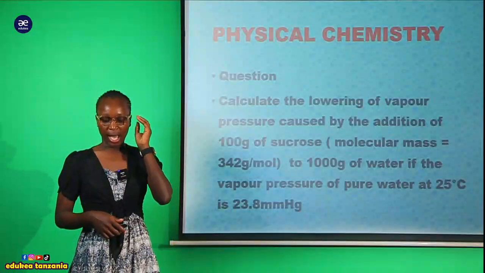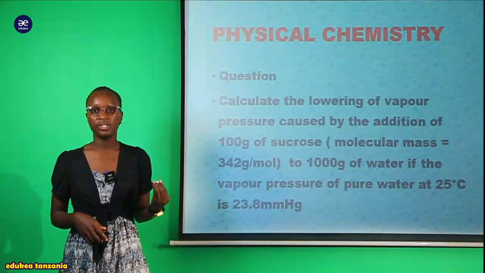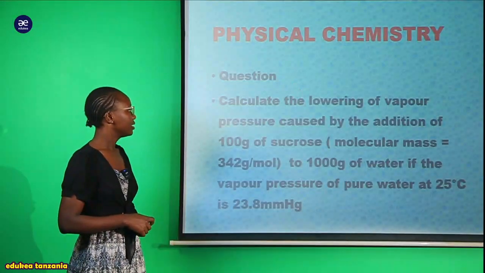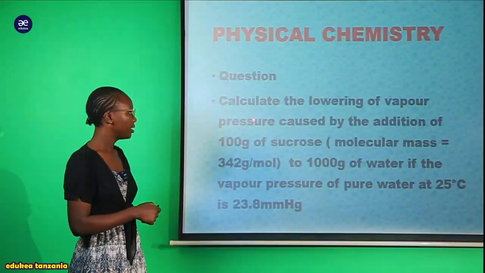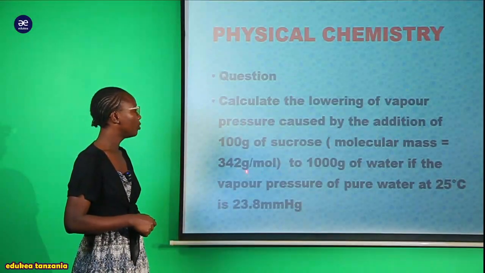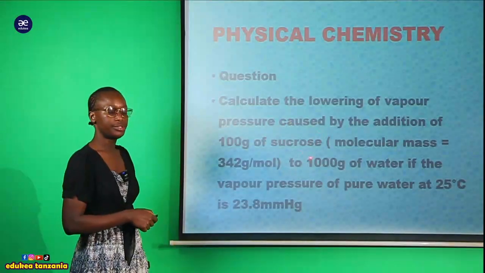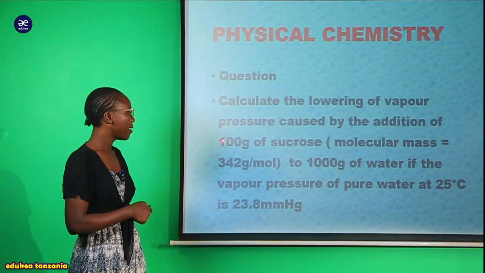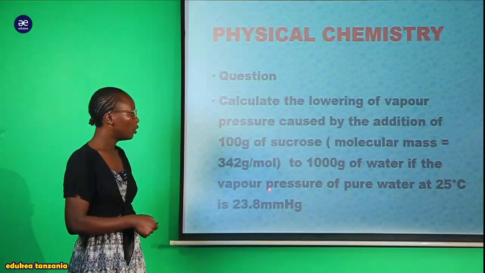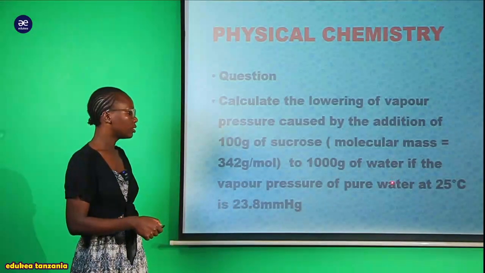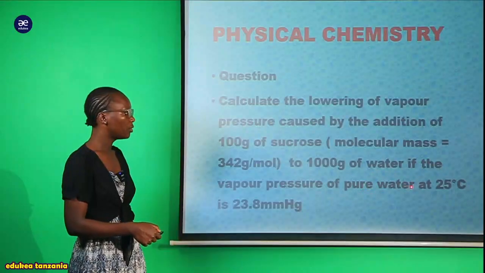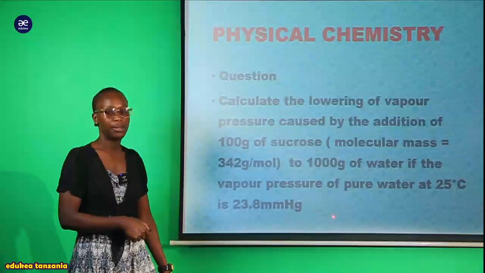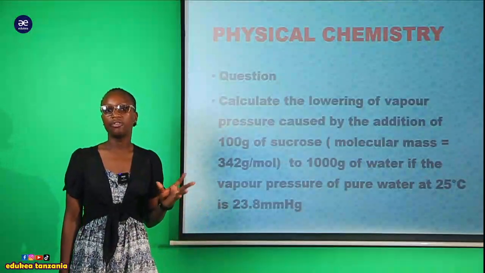Okay, now let us see the question, which involves the application of this formula of lowering in vapor pressure. Our question is: calculate the lowering of vapor pressure caused by the addition of 100 grams of sucrose. Sucrose is a carbohydrate, with a molecular mass of 342 grams per mole, to 1000 grams of water, if the vapor pressure of pure water at 25 degrees Celsius is 23.8 mm of mercury. The question comes like that, very simple.